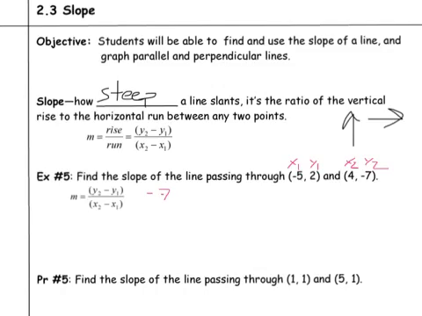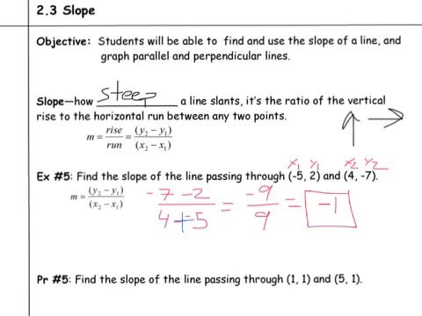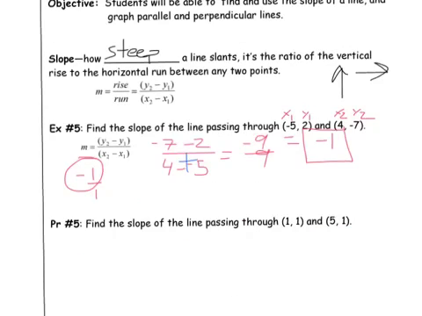So my y2 is -7 minus my y1, which is 2, over my x2, which is 4, minus -5. -7 minus 2 is -9. And when you have a double negative like this, it turns into a positive. So 4 plus 5 is 9. -9 divided by 9 is just -1. So that's it. That's the slope of the line. It's -1, or you could say -1 over 1, meaning that it goes down 1 over 1.